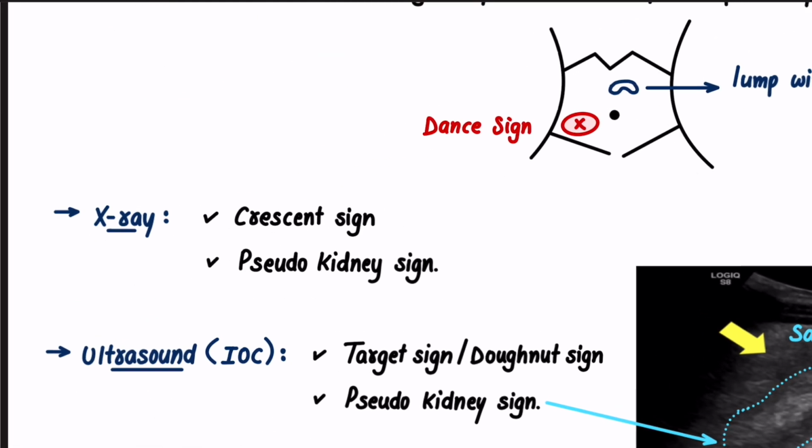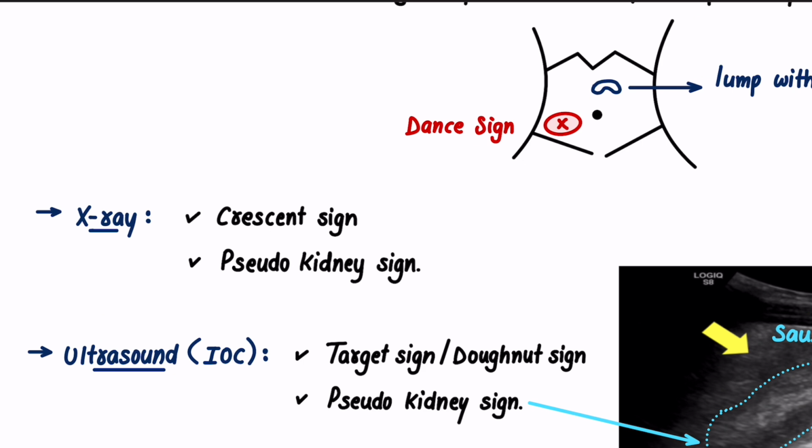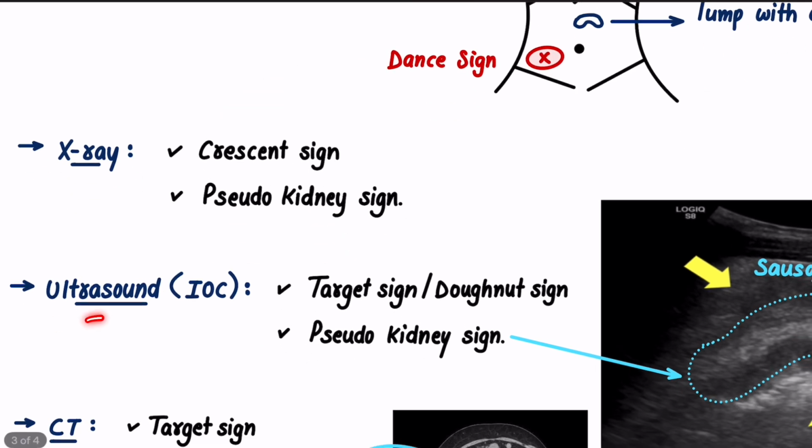Now comes X-ray. That is not that important, and we don't use X-ray for diagnosis of intussusception. But if it is done, then we can see the crescent sign and pseudo kidney sign. What is the pseudo kidney sign? On X-ray, a kidney-like structure. That is, this sausage shape will appear like a kidney. This is also seen in ultrasound.